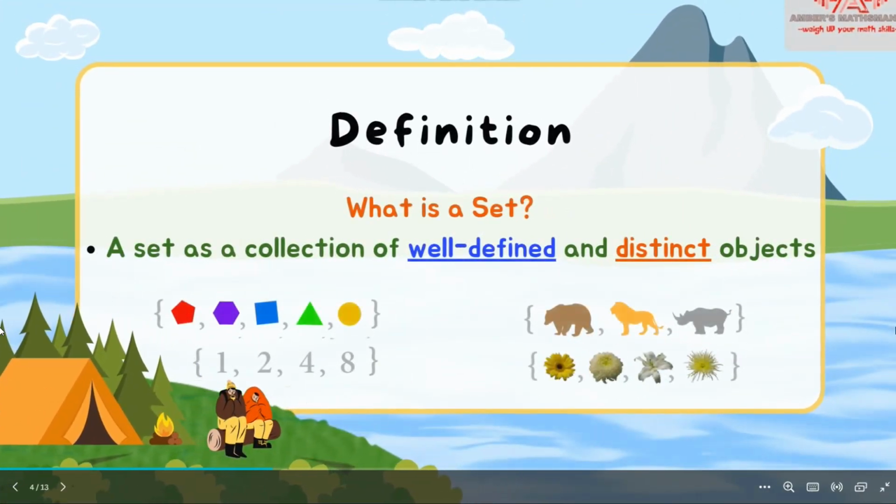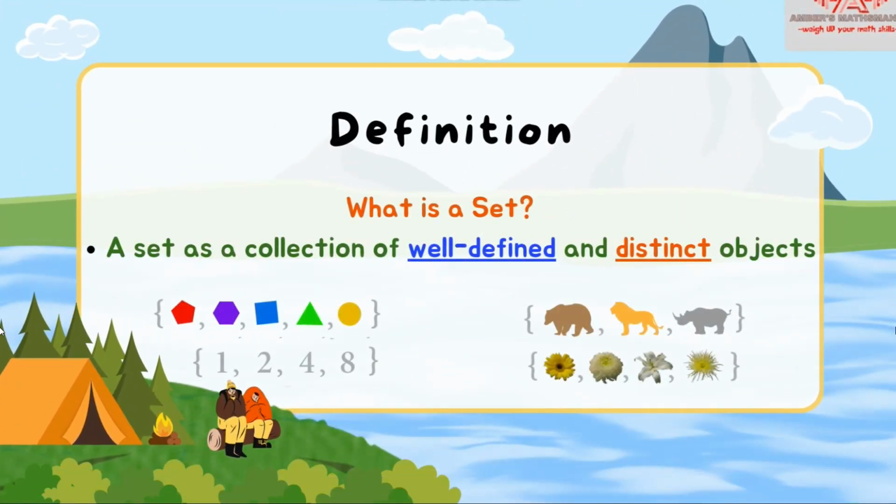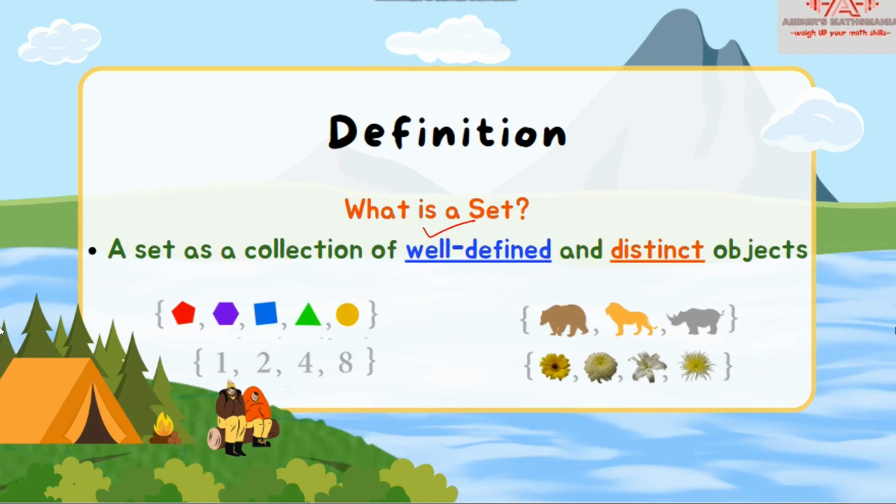Now the definition of a set. Here we have a proper definition of a set. What is a set? A set is a collection of well-defined and distinct objects. A well-defined object is one that has a specific property by which we can easily identify whether or not an object belongs to the given set.